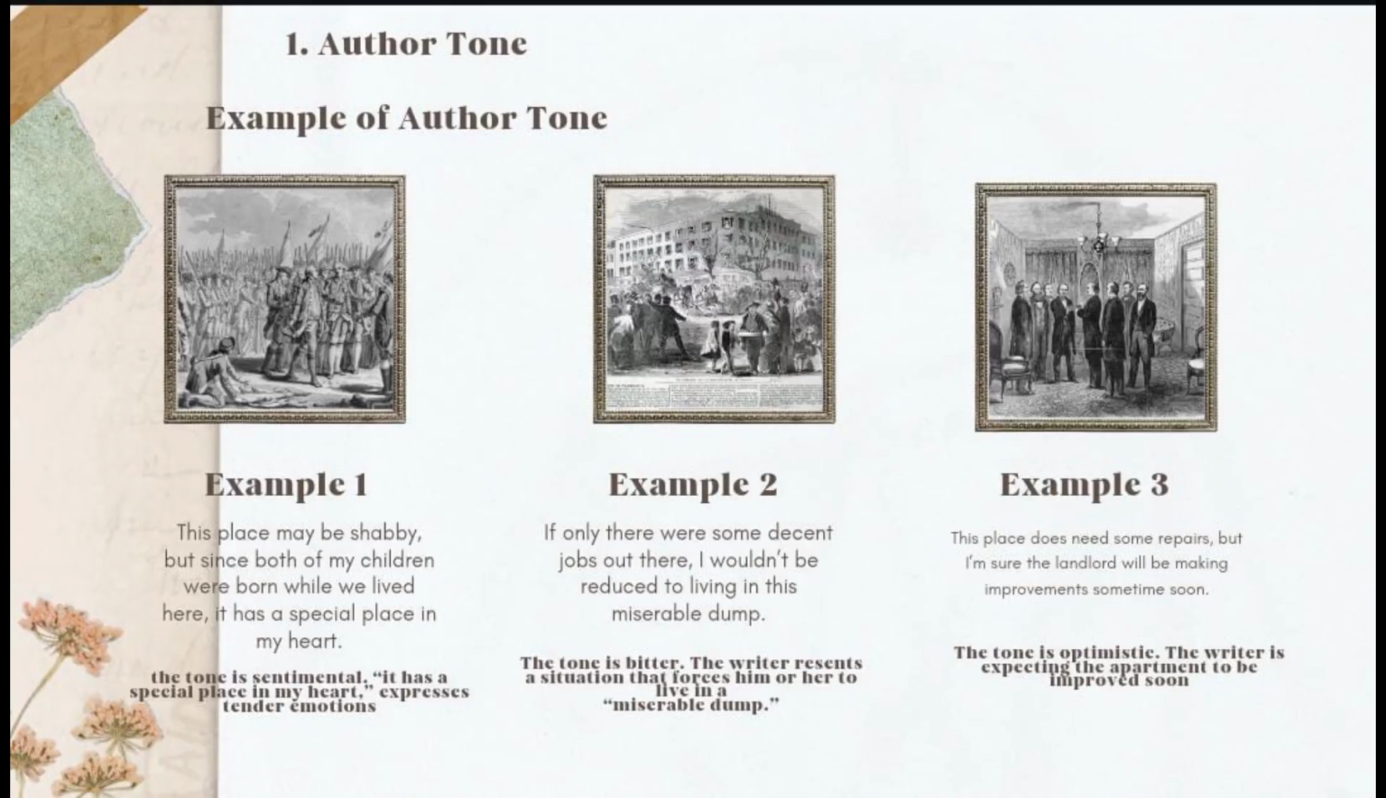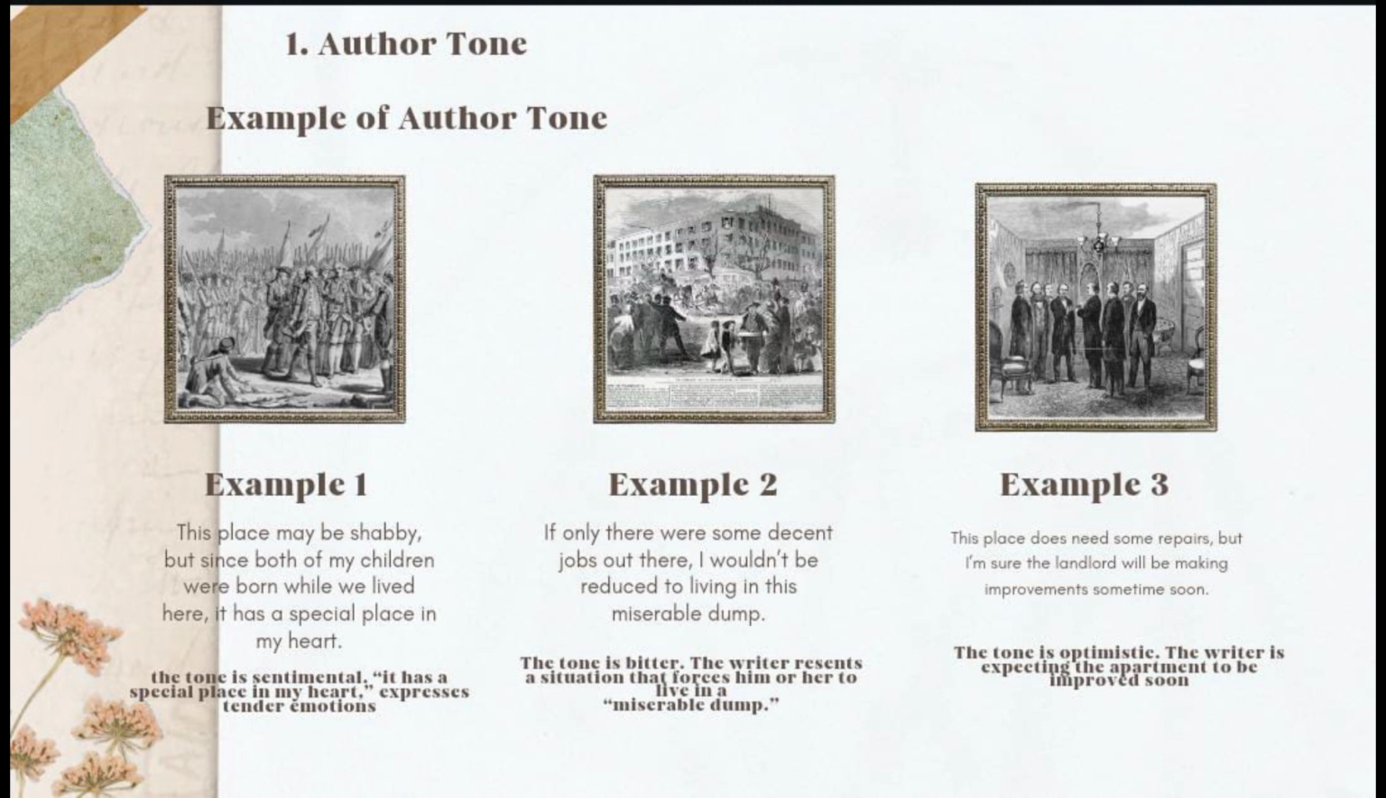Okay, the next slide is the example of author tone. Like the first one: this place may be shabby, but since both of my children were born while we live here, it has a special place in my heart. The tone is sentimental. It has a special place in my heart expresses tender emotion.